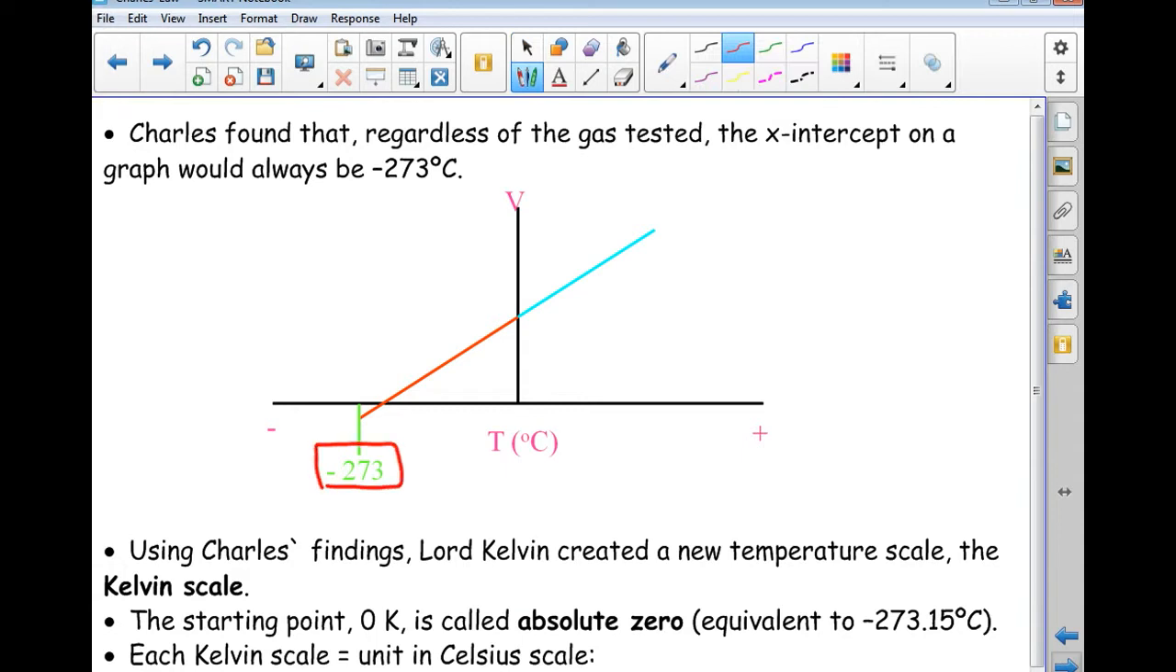Regardless of what gas we're looking at, the x-intercept is always negative 273. Negative 273, we have another word for. This word is known as absolute zero. This is the point at which every molecule in the known universe stops moving.